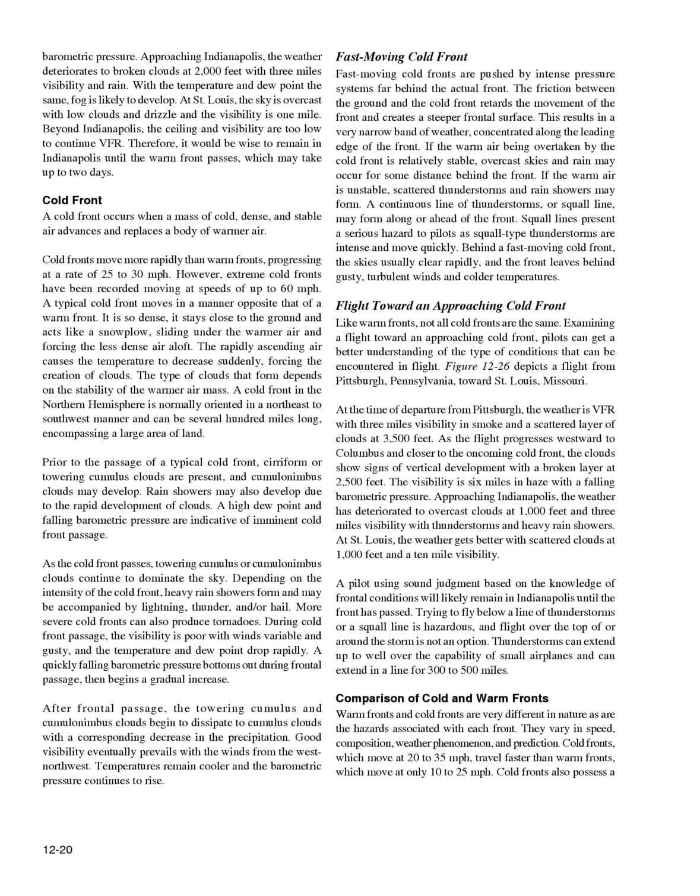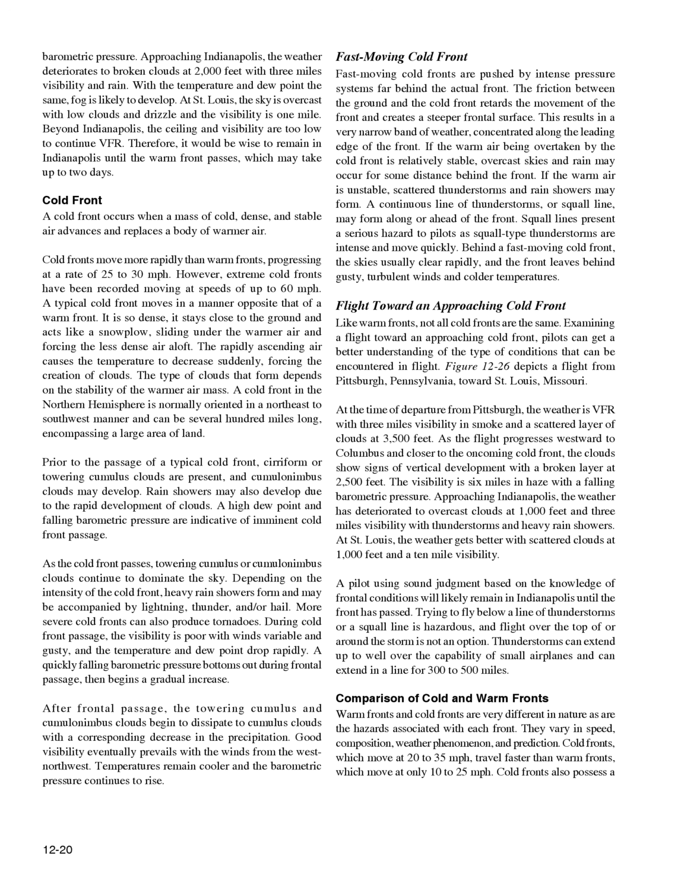The rapidly ascending air causes the temperature to decrease suddenly, forcing the creation of clouds. The type of clouds that form depends on the stability of the warmer air mass. A cold front in the northern hemisphere is normally oriented in a northeast to southwest manner and can be several hundred miles long, encompassing a large area of land. Prior to the passage of a typical cold front, cirriform or towering cumulus clouds are present, and cumulonimbus clouds may develop. Rain showers may also develop due to the rapid development of clouds.